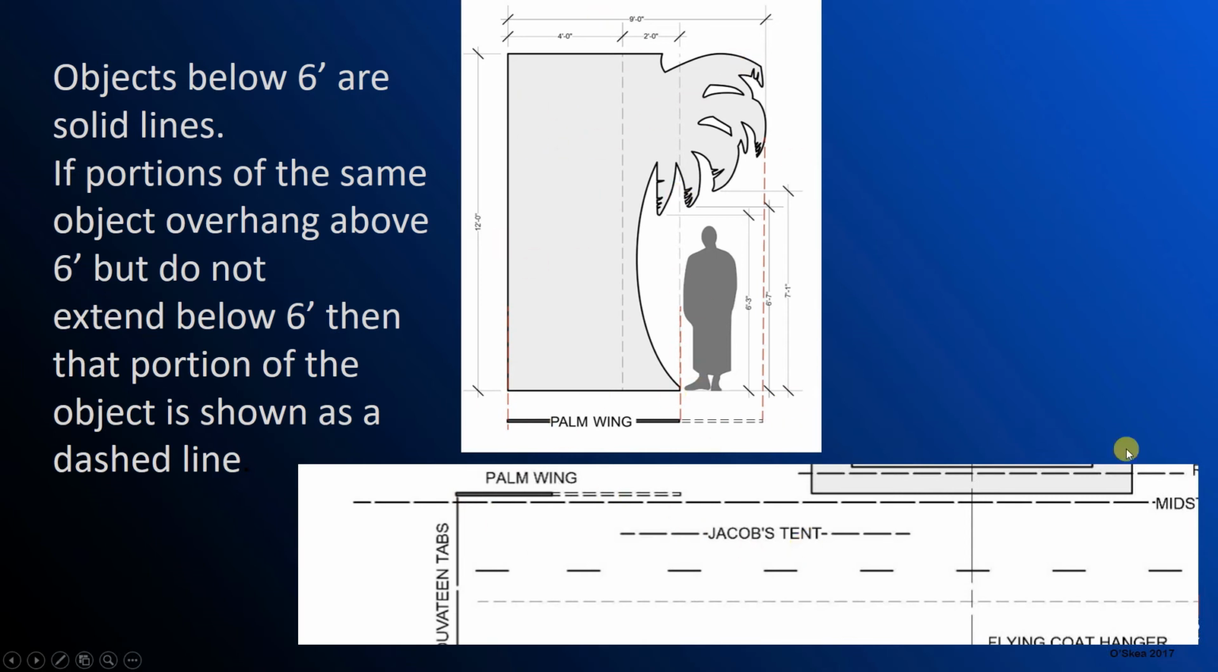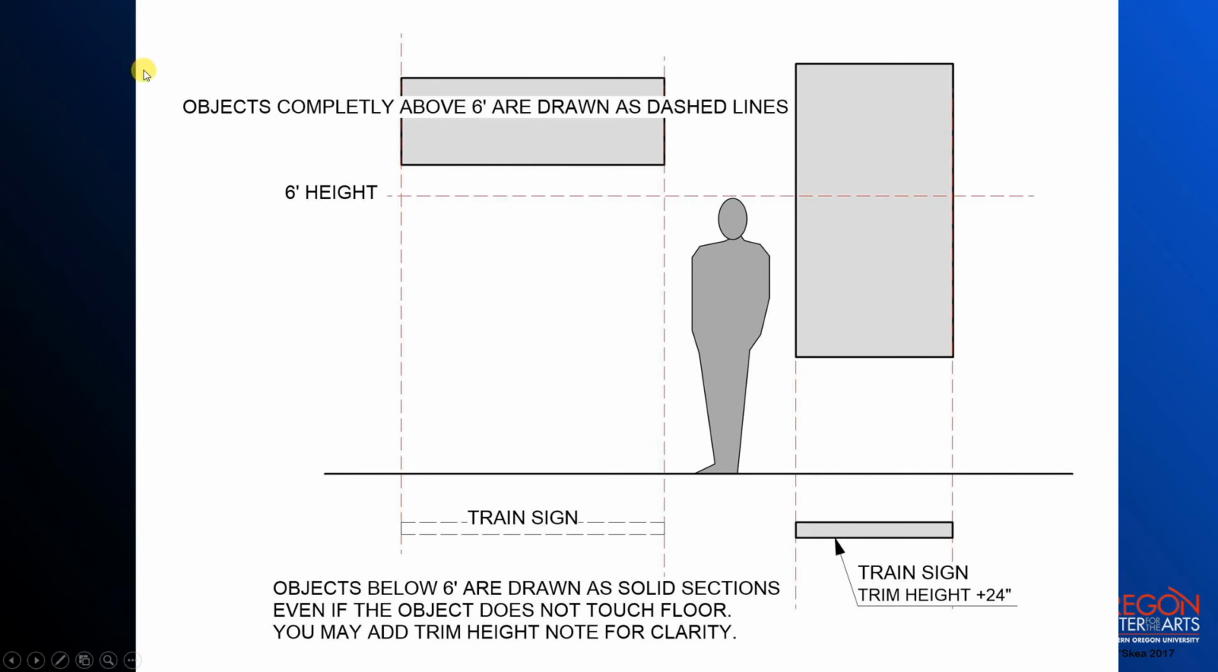Let me show you another example of that as well. Objects that are completely above 6 feet are drawn as dashed lines. So if you have a sign hanging overhead, something that's like a border, that's going to be completely a dashed line. It's a good idea to label what that is so we know what it is. But you might have a sign or something that's floating, that's being flown in, that doesn't actually come all the way to the stage floor, but it does come below the 6 foot height marker. And then that's how you want to draw this. This is a solid object.